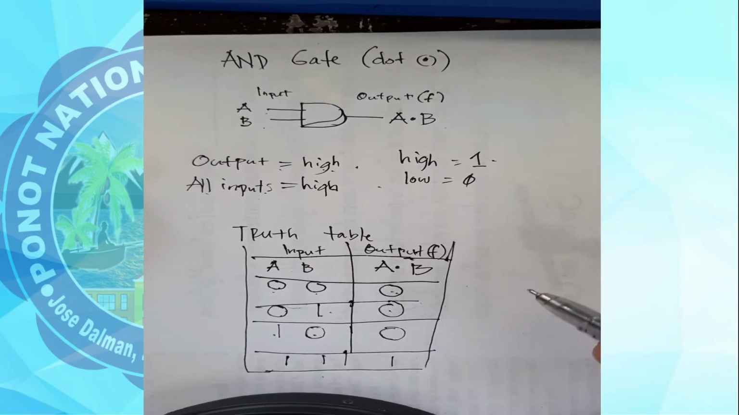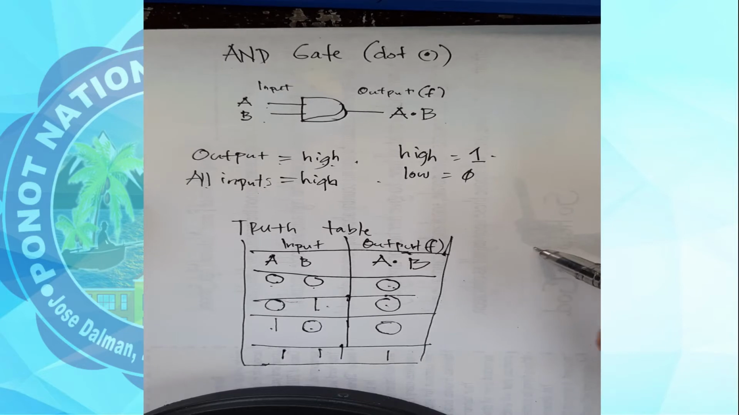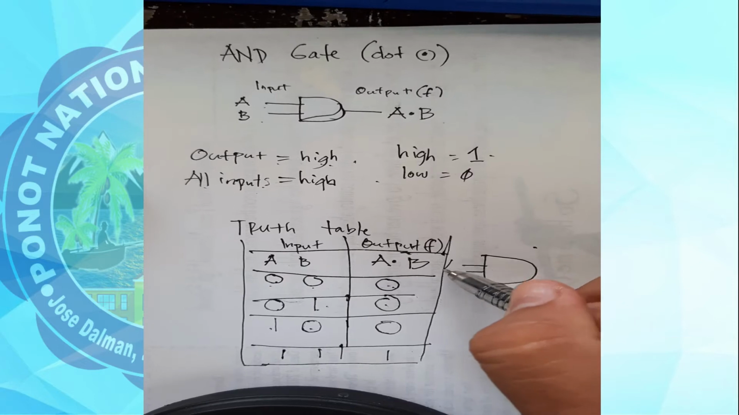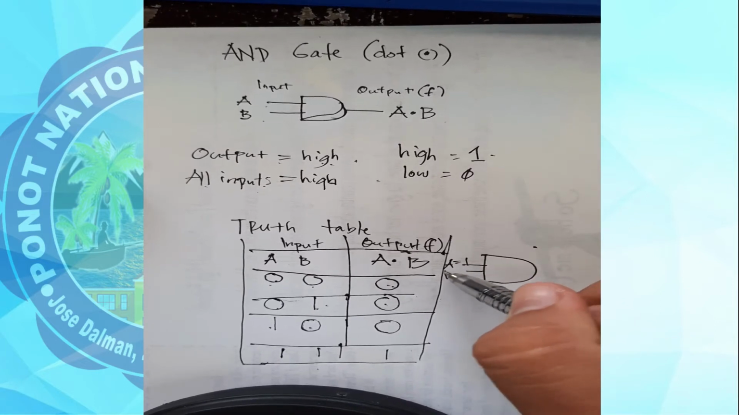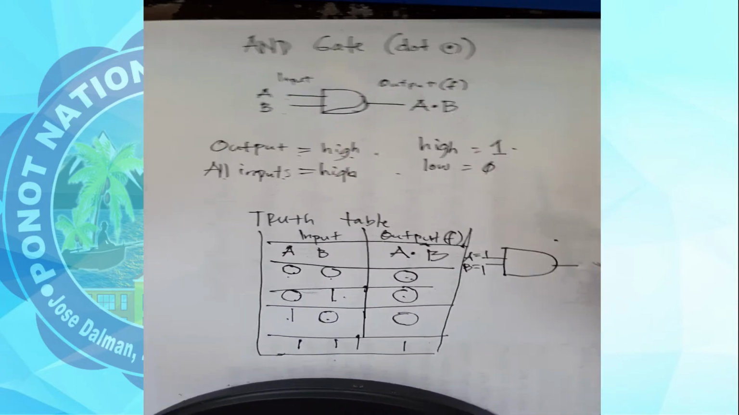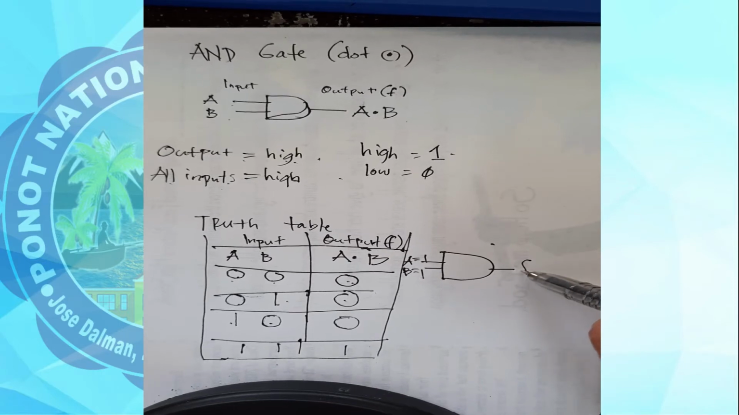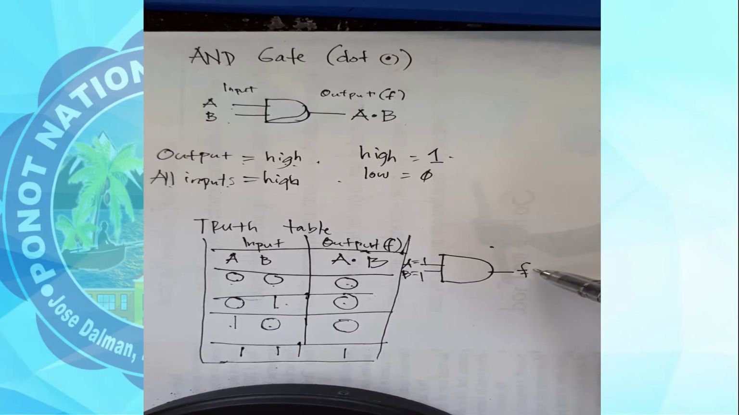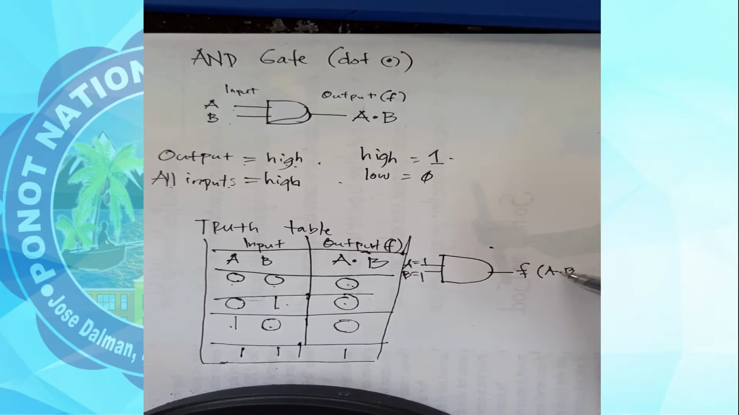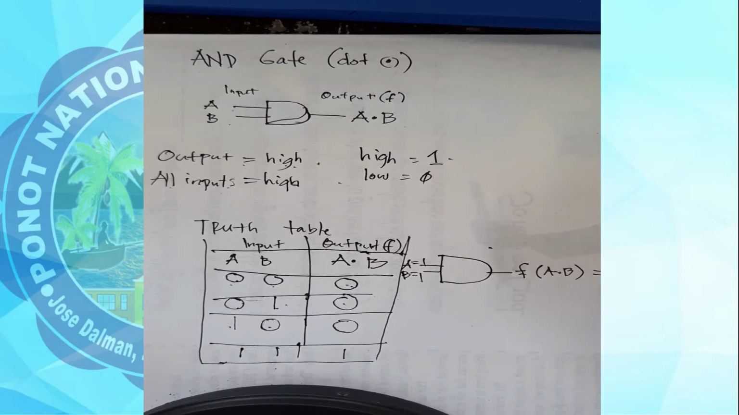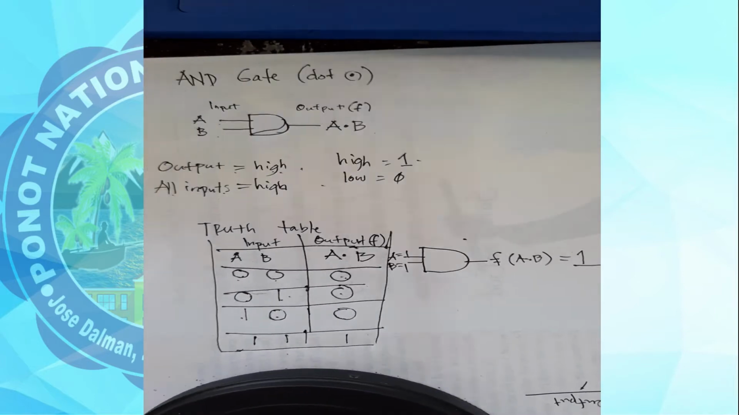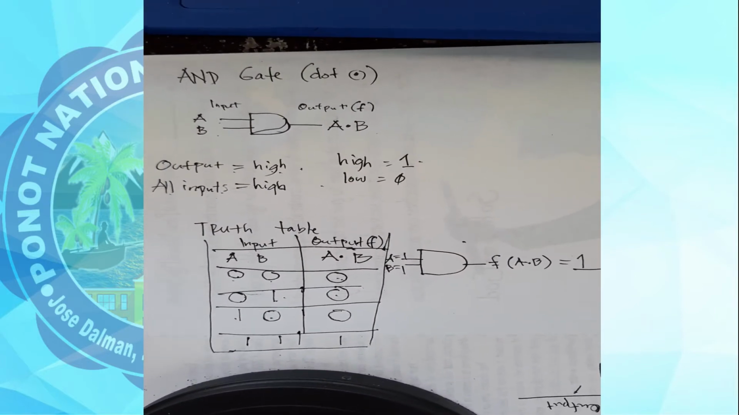Okay? So, since ang symbol ng circuit natin is parang letter D, okay? So, meaning, if your A is equal to 1 and your B is equal to 1, so therefore, your output here, F, which is A dot B, is equal to 1. Okay? Is equal to 1. That is AND gate.